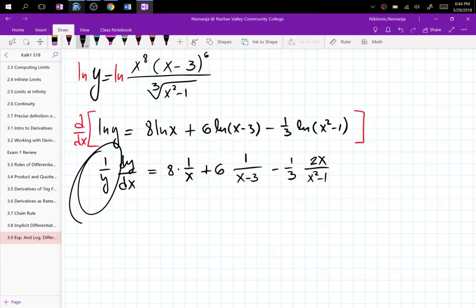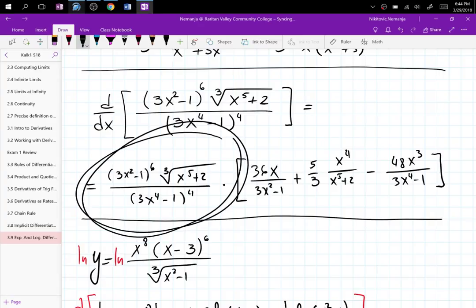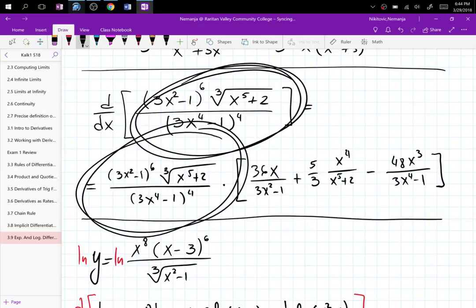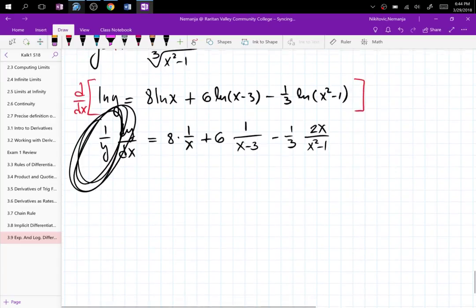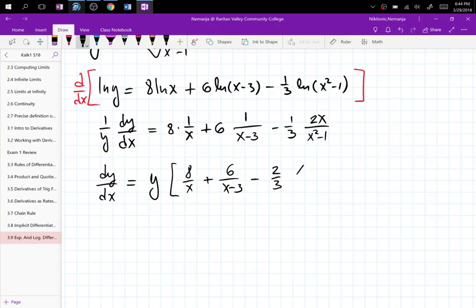So you see this y over here, right? That has to go to the right-hand side, and that's the reason why I was copying the function. Remember that? When I did the evil problem over here, I copied the exact problem. Well, that's because of that y. You will always have that y when you do logarithmic differentiation, and it's going to go on the other side and multiply everything. So now you have y times 8 over x plus 6 over x minus 3 minus 2/3 x over x squared minus 1.